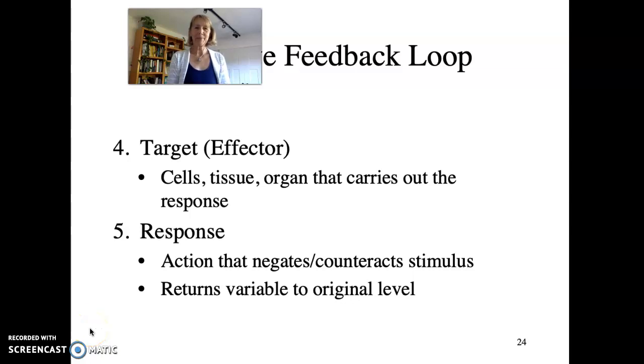We continue on to part 3. That was cut off at 15 minutes. So here we go. We were talking about the effector.